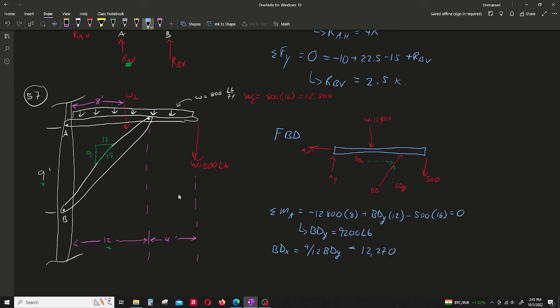And so therefore, BDX is equal to 12,270. Now, if you want to find BD by itself, we can just do 15 over 9 of BD in the y. Again, this is all with the law of sines. We got 15,330 pounds.